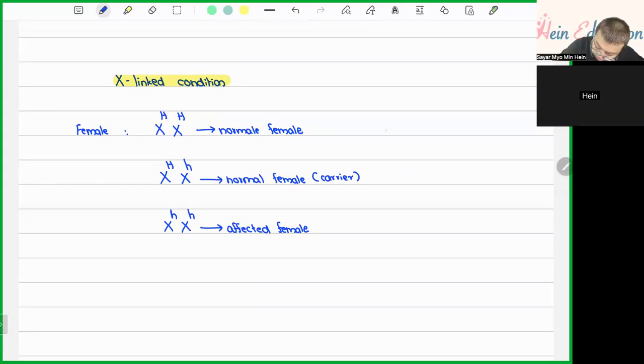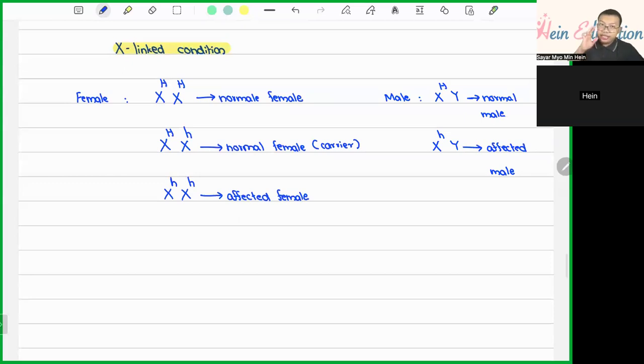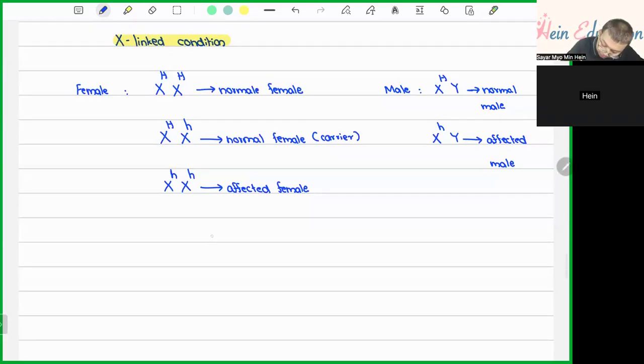So let's look at the male. The male would be X capital H Y and X small h Y. So this would be a normal male, and the second one is an affected male. So what you can see is that if the condition is sex-linked, for a female there is only a 1/3 chance of having the condition, but for a male it will be a 50-50 chance of having the condition.